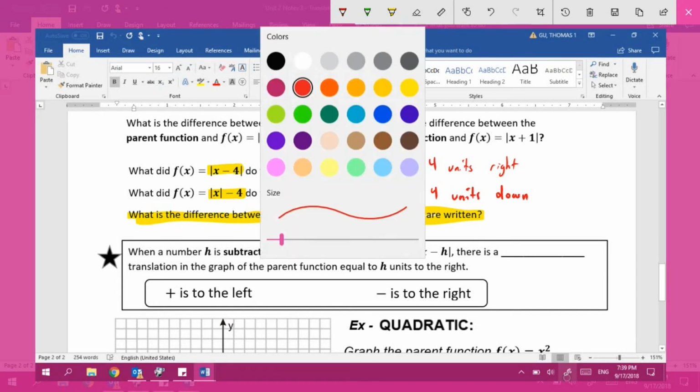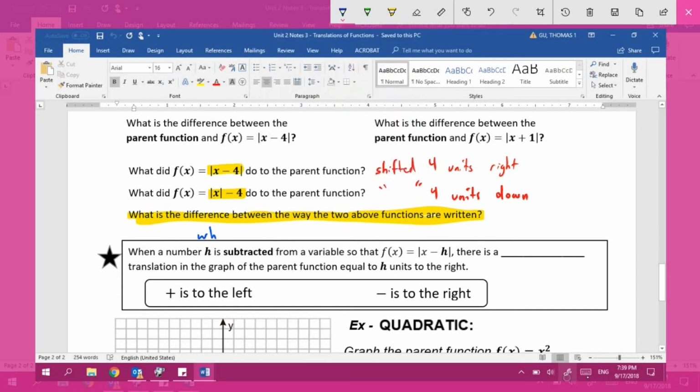That's where the negative 4 is. Is it on the inside or outside of the absolute value signs? When it was on the inside, when it was inside the function, we shifted 4 units right. When it was on the outside and we just tacked it on at the end, absolute value of x minus 4, we shifted 4 units down.